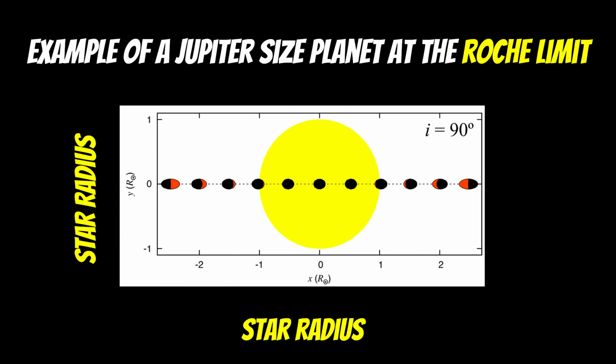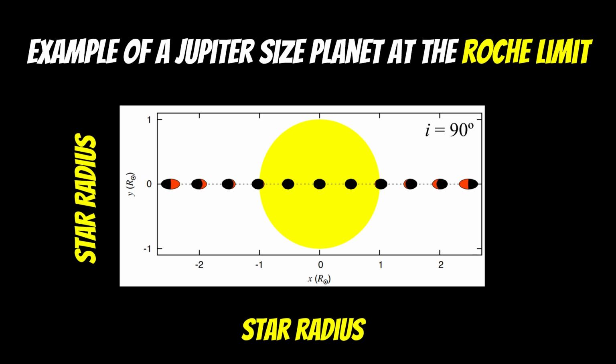So this is an example of a Jupiter-sized planet, which is orbiting the star around about the Roche limit. Here you can see that as it transits across the star, what we see, its cross-sectional area, is changing. It's the least when it's bang in the centre of the star, in line between us and the star, and it's greatest towards the edges.